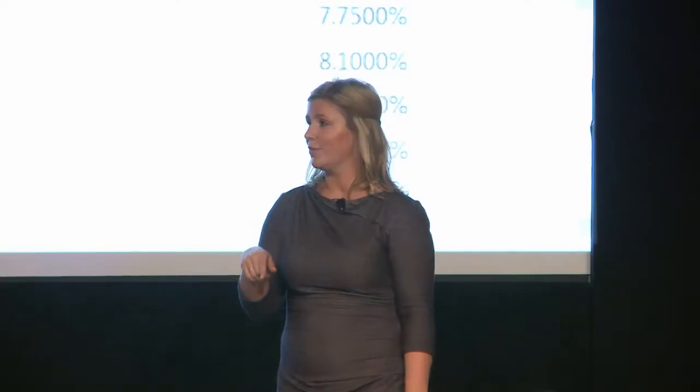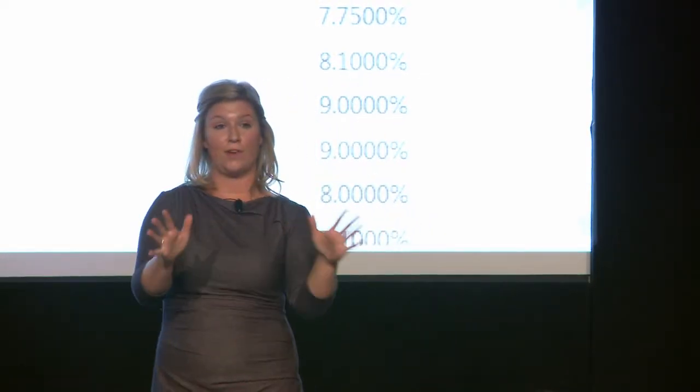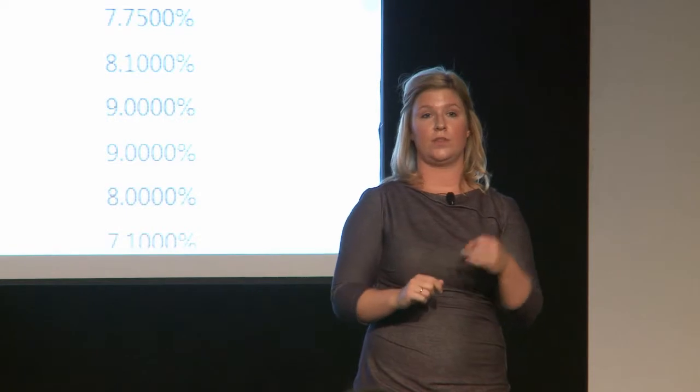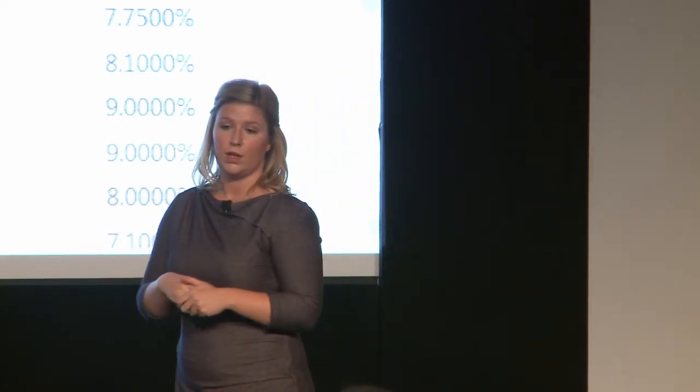Number 4, tax tips. Excellent. So this is great for anyone in California. You can add taxes to default on specific categories. So using California as an example, I know that you need to pay one tax for accessories and one tax for phones. You can come into the settings console in your category setup, and there's a little tab, tax defaults for new products, and add them for categories. And whenever you add a new product, it's going to default on there and you don't have to worry about adding it.